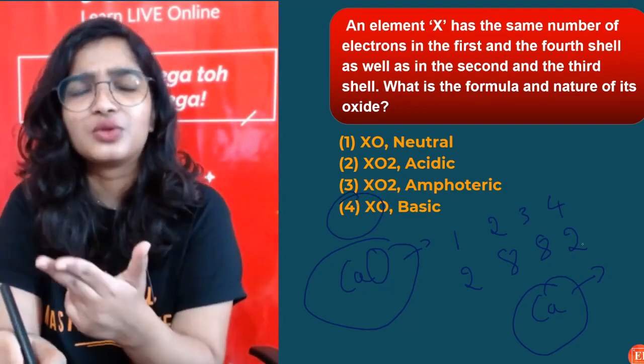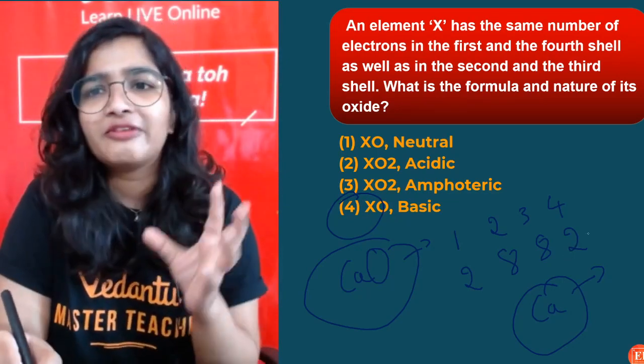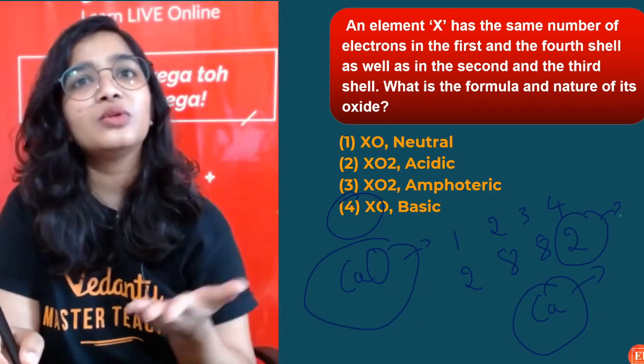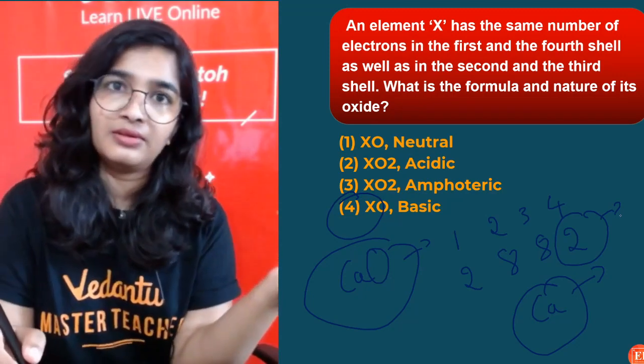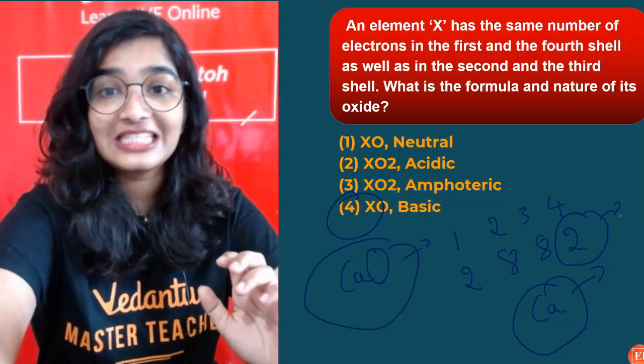So 2, 8, 8, 2. See, even if you don't know the atomic number of calcium, you don't have to worry. Valency is 2, so it falls in the second group. And you know that the first and second group metals form basic oxides. Right? Good. So this is it for today.